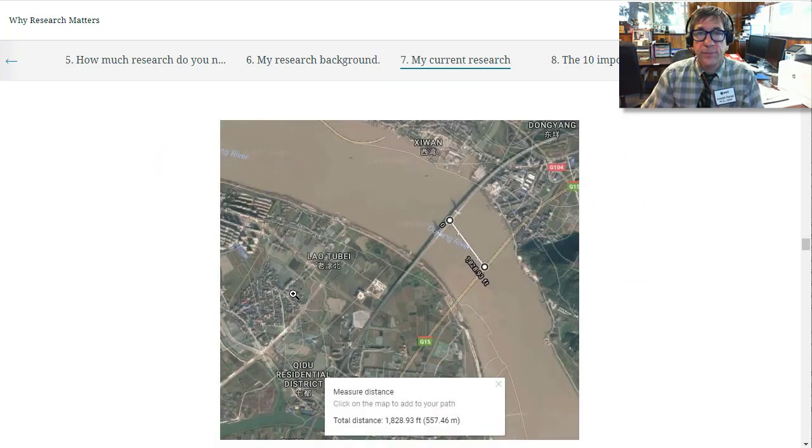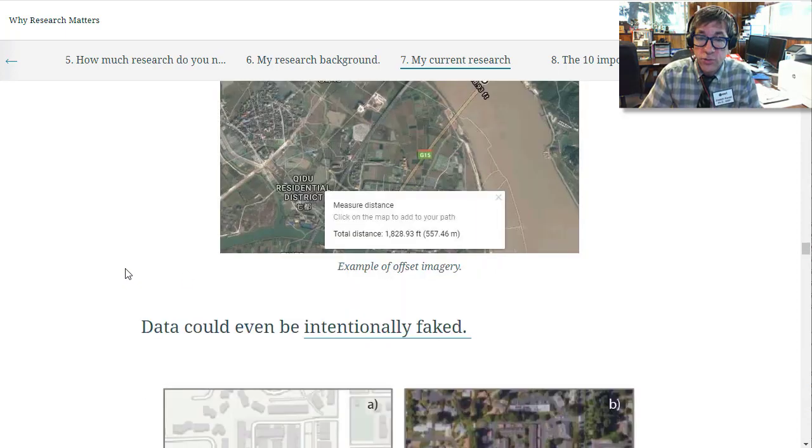Look at this Google map over in China. Look at the bridge in the image, but then look at the bridge in the vector data, the transportation. It's offset by 1,800-ish feet or 557 meters. Neither one of them is actually spatially correct. They're both offset for various reasons. So be critical of even imagery.